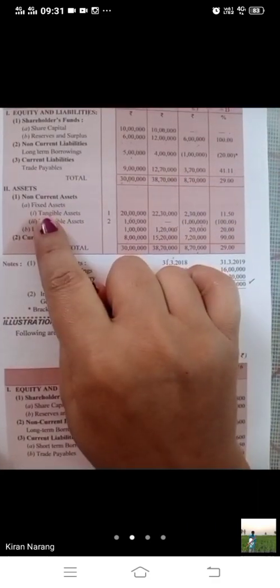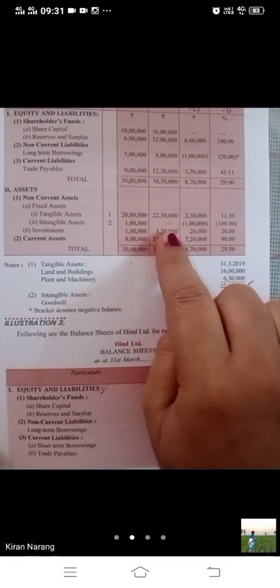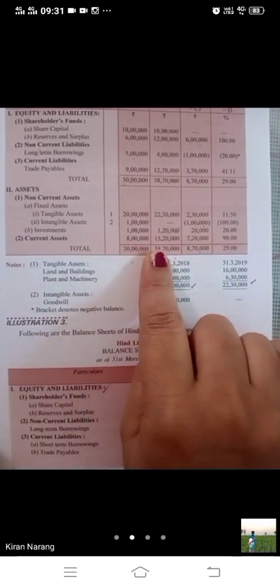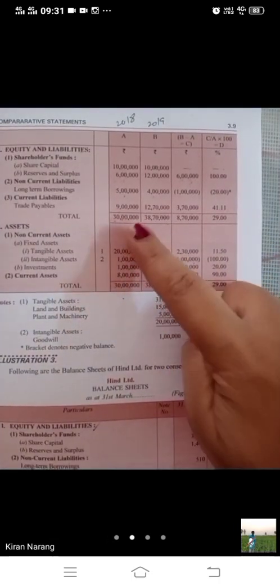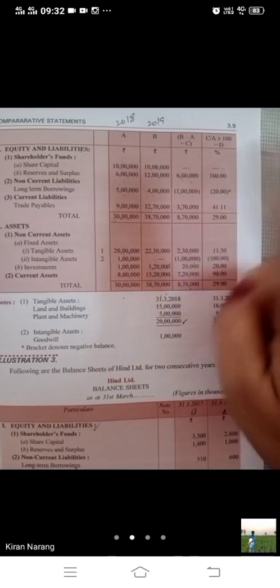Then you will write the assets. In fixed assets you will mention tangible assets and intangible assets, then investments. Then at the end you will mention the current assets. Total of 2018's assets should be equal to liabilities, and 2019 should also be equal for assets and liabilities.